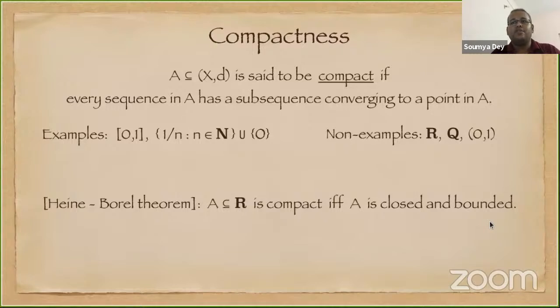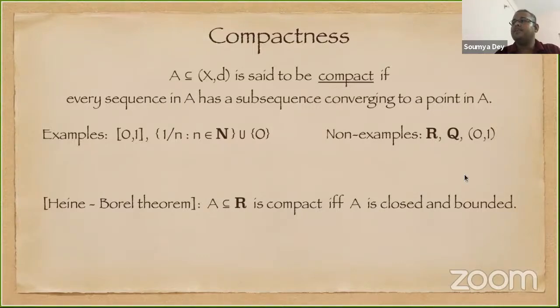The Heine-Borel theorem says that a subset A of R is compact if and only if A is closed and bounded. So if you have a compact set, it must be closed, in R. And in general, in any metric space also, this is true. Compactness implies closedness. So you can't find such a set which is compact but not closed. Great.